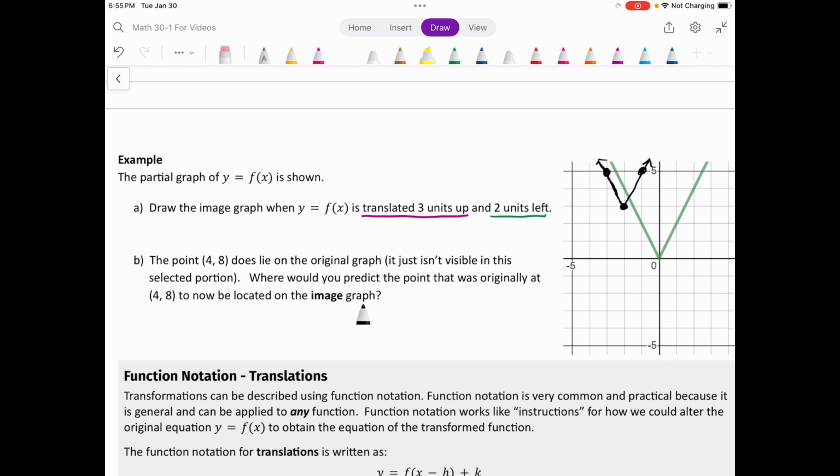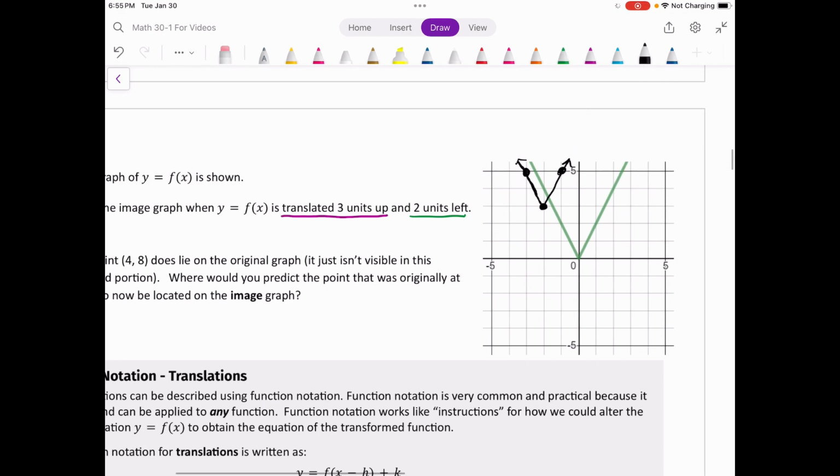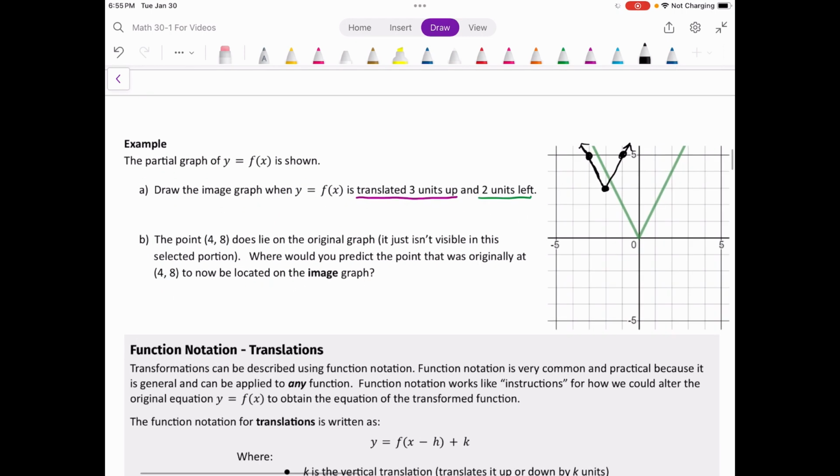Interesting question. So we just did it visually by saying slide this up 3, slide it left 2. Now it's saying, what about a point you can't see? Could we still figure out where that would end up, right? We can't actually see the point 4, 8. It's just too high. It's not that it's not on the graph. It's just obviously we have to cut the graph off somewhere. And this one doesn't show us that point. But hang on a sec.